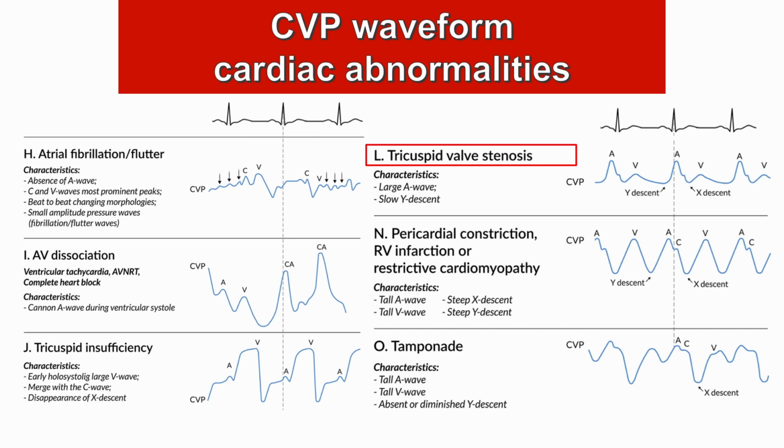We'll also have a slower Y descent because the blood passively takes longer to go from atria to ventricle with the stenosed valve.